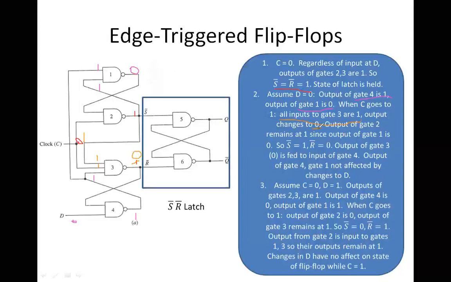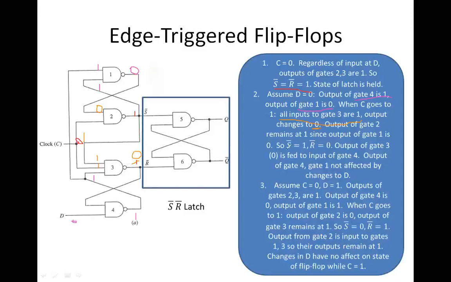Output of gate 2 remains at 1, since the output of gate 1 is 0. Since it is 0 here, anything into 0 is 0, so the 1 will just remain as it is. So S bar is equal to 1 and R bar is equal to 0.